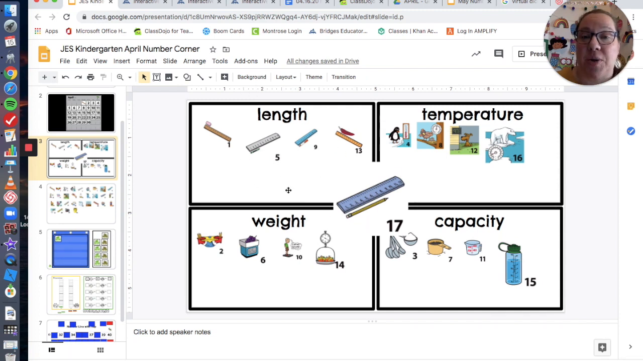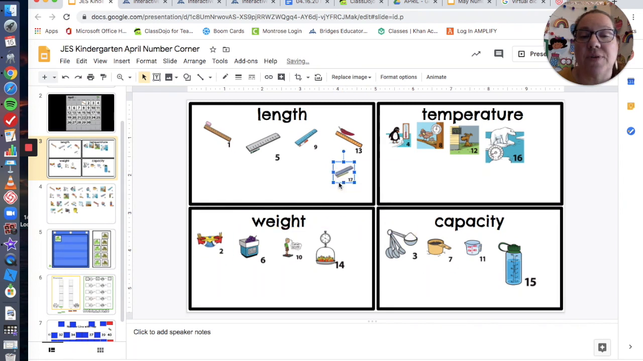Does it measure length, how long or short something is? Temperature, how hot or cold something is? Weight, which measures how heavy or light something is, or capacity, how much you can fill something up. If you said length, you're correct. Look at all those rulers. Awesome job. Okay, Miss Morris is going to shrink that one down.